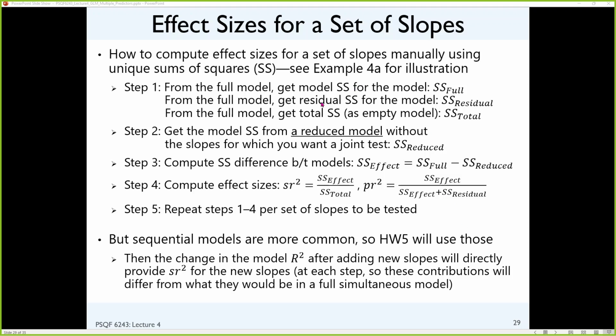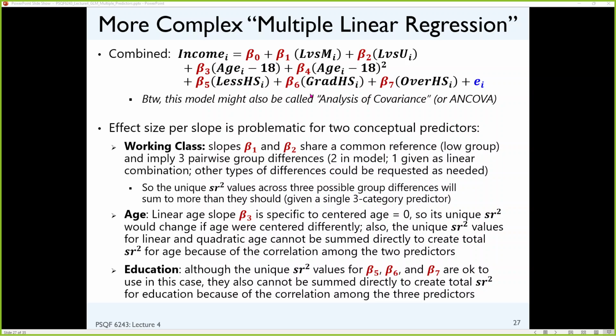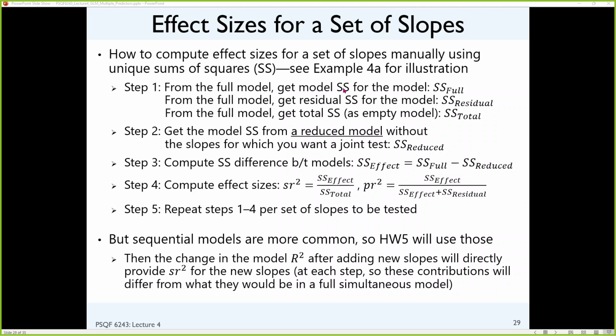And this is why I'm so happy to have a way to automate it. The idea is that for something like this problem here, if I want to generate a semi-partial eta square as an effect size for, say, education, that would require asking for it as a set of these three slopes, beta 5, 6, and 7. So step one would be get the model sums of squares for the model that has everything, get the residual sums of squares from the model that has everything, and then get the total. Then I fit a nested model without the slopes I care about. So I would take the three education slopes out of the model and see how much the sums of squares were reduced. So then I end up with something called effect, which is what you started with minus the reduced model version. So essentially, what was the contribution of education and those three slopes to the sums of squares? That's what we're trying to isolate in the full model.